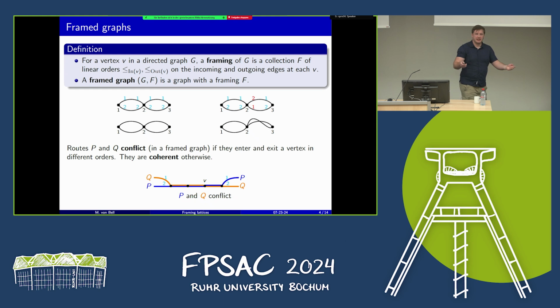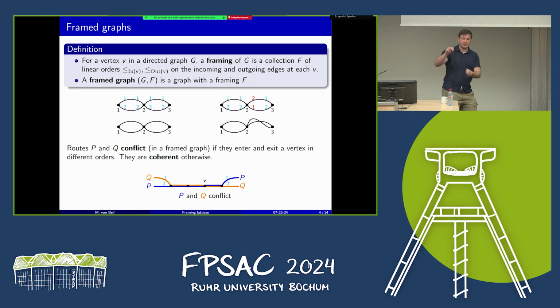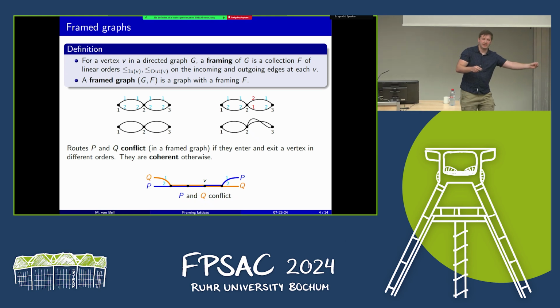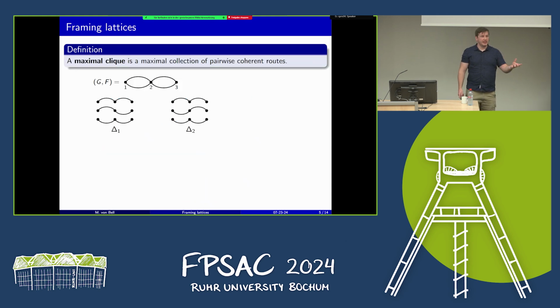And more generally, it's possible for 2 routes to come in at a vertex and then share a path and then differ again. So in that case, you just look at the portion where they come into the path, compare there to the place where they exit the path. So coherence and conflicting routes can be checked in those cases as well. And then we take a maximal collection of pairwise coherent routes, and that's going to be called a maximal clique. So for this graph that we've been looking at, we have 2 maximal cliques.